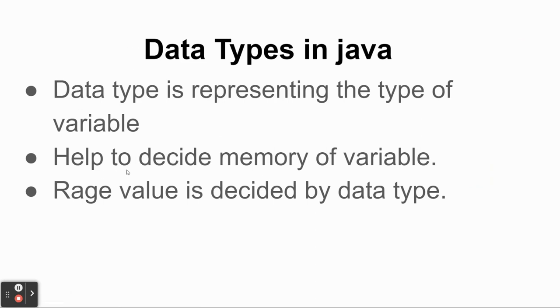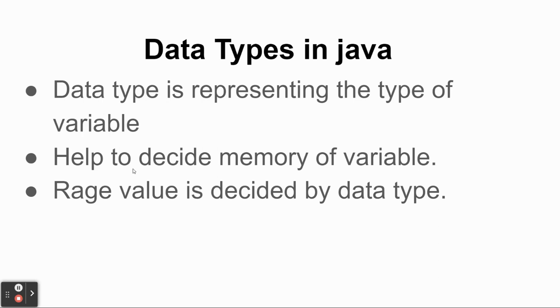That will also be decided on the basis of what type of variable I'm declaring. We will discuss this later, once we are familiar with how much size each and every variable will take. But as of now, just remember it helps to decide the memory of the variable. And the third point is it helps to decide the range of values as well. Each and every data type has its own range, and that we'll discuss in the next slide.